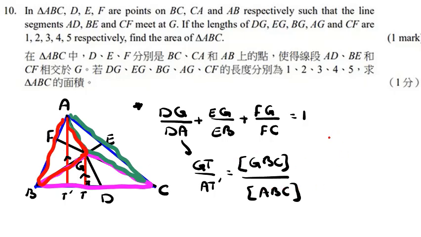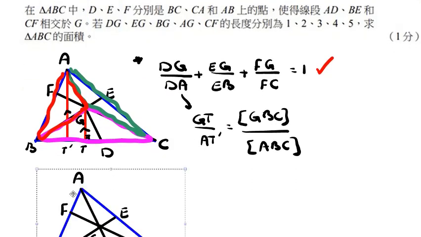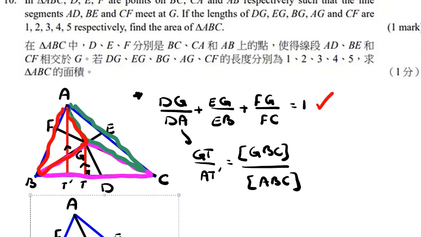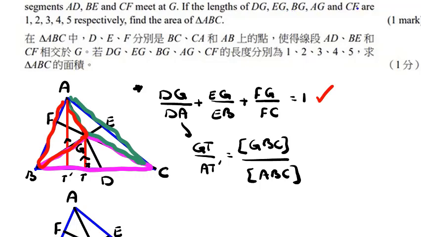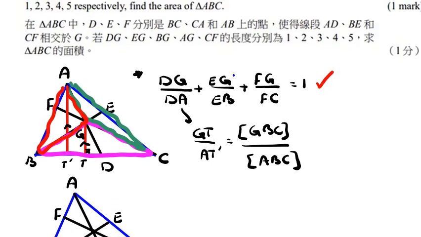So at the end, it will be area of ABC over area of ABC equals 1. We want to use this for our proof. The next thing the problem says, let me paste the figure again. So here it says if the lengths of DG, EG, BG, AG, and CF are 1, 2, 3, 4, 5. So DG is 1. Let me show DG is 1 here.